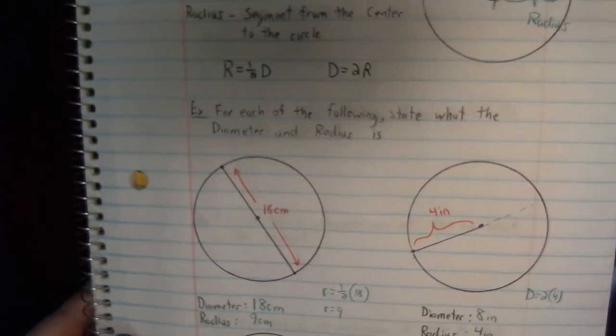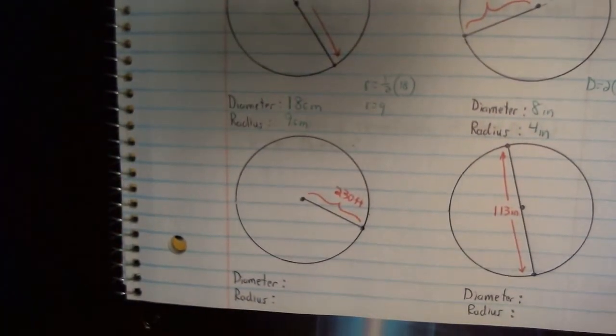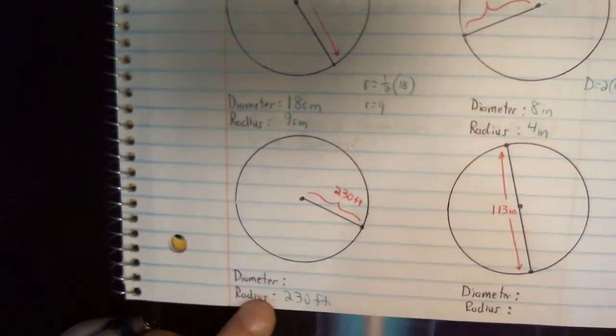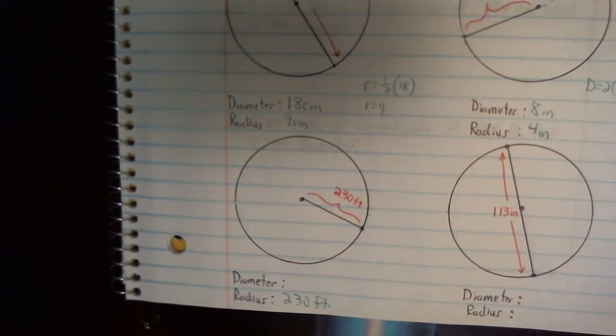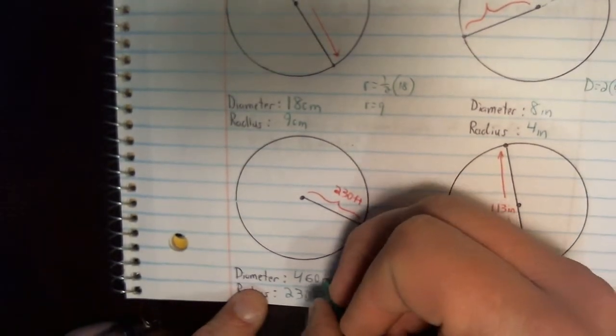So I have 2 more example problems that you can try out on your own. Pause the video and resume when you're ready to check. Okay, so here you should notice that they gave us a radius of 230 feet. So that goes in our radius solution spot. Diameter is twice the length of the radius, so we need to multiply this by 2. That gives us 460 feet.